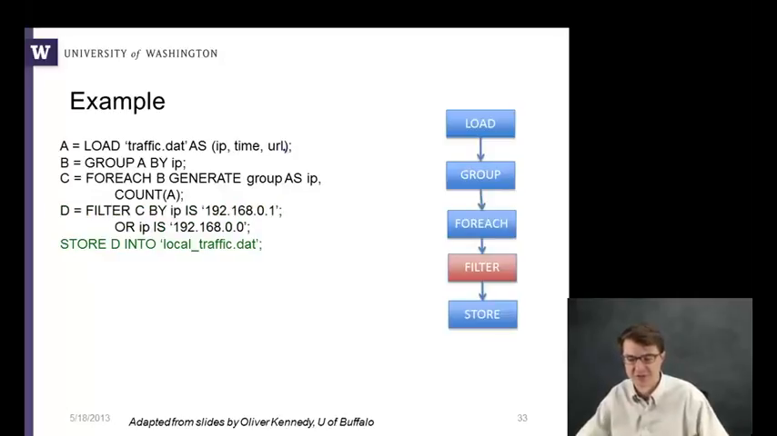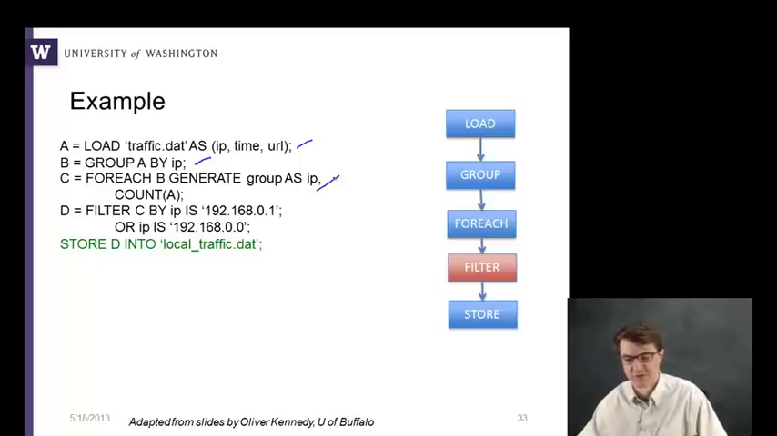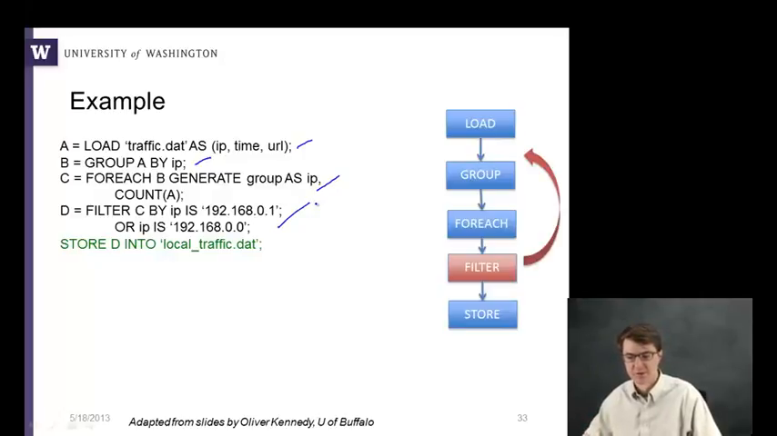The observation here is that, if you look at this carefully, as written this is somewhat inefficient. We load a very large data set, we apply a grouping operation to it, we do some manipulation of those groups across the very large data set, and then we filter it down to something that's much smaller because we're only interested in these two IP addresses. So what would be nice is if we could apply the filter first.